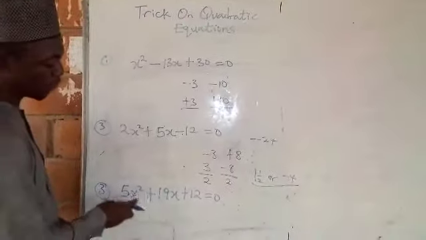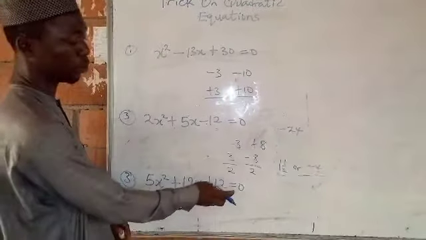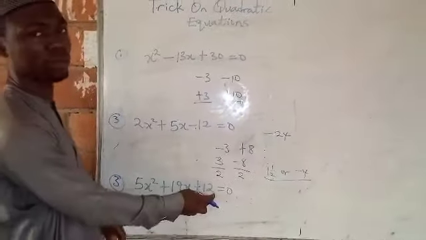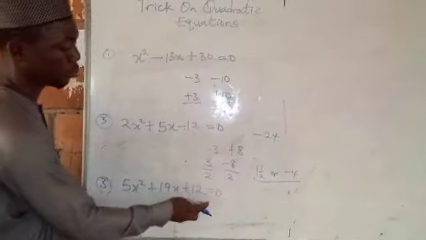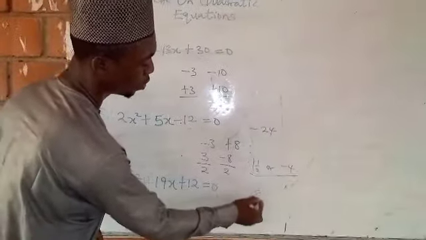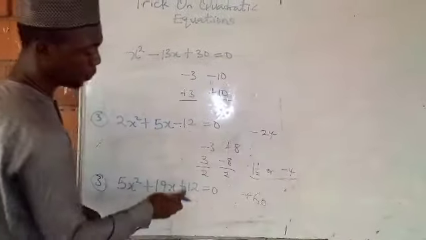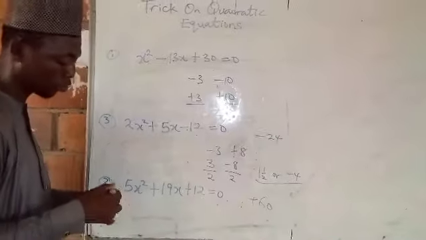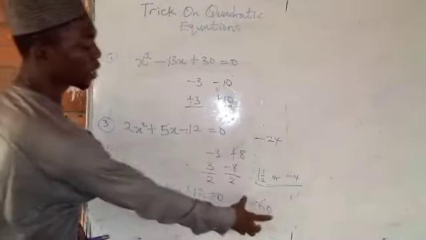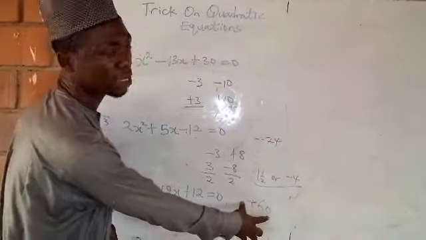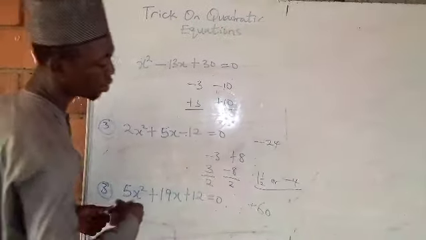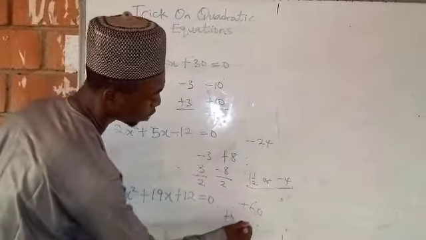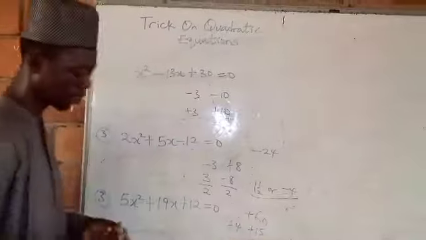The last one here, 5x squared plus 19x plus 12. You multiply 5 by 12. That gives us what? 60. That is positive 60. So we are looking for two numbers, two factors of 60, that when we add, will give us 19. That is plus 4 and plus 15.